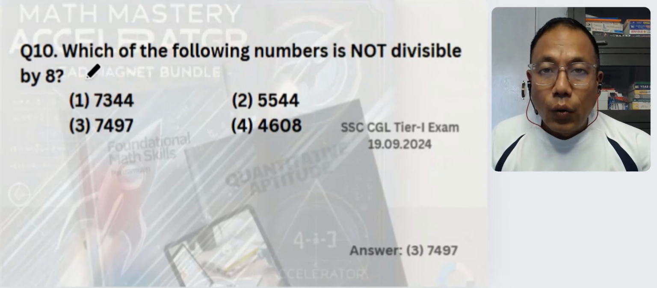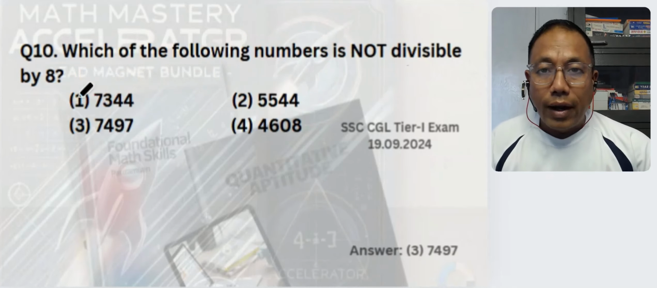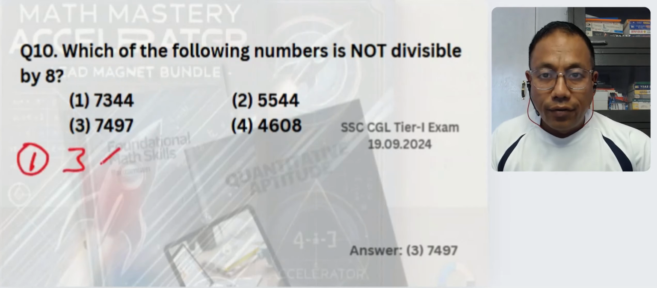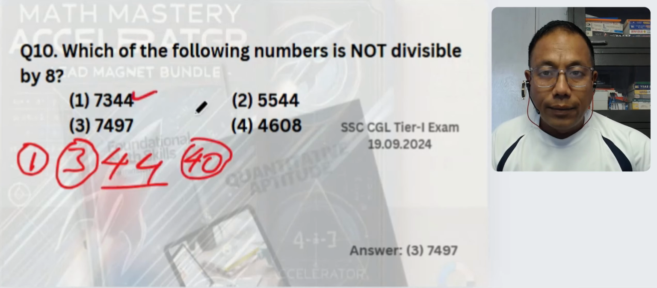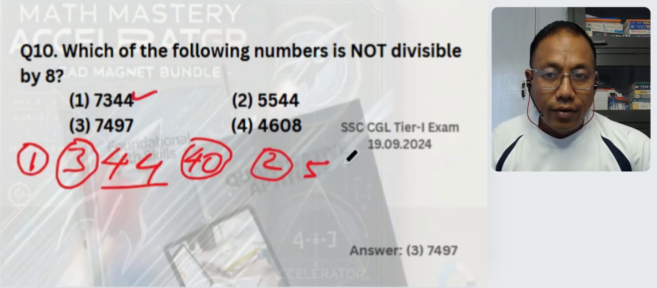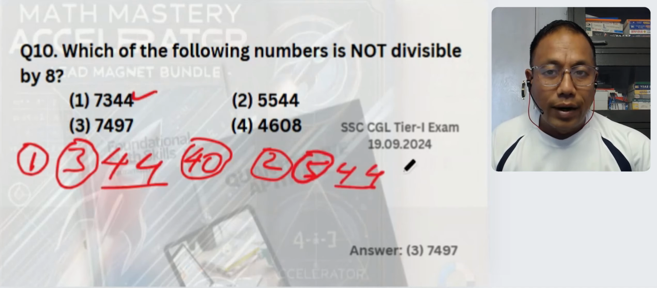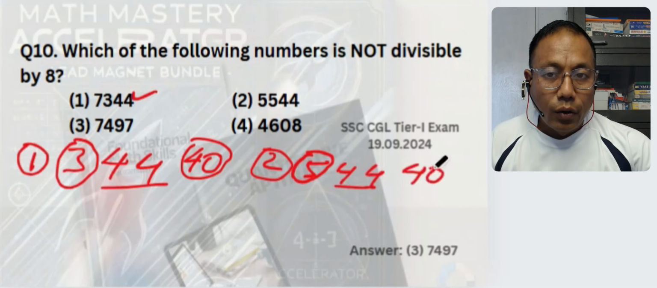Question number 10. Which of the following numbers is not divisible by 8? Option 1, the last 3 digits are 3, 4, 4. Hundreds place is odd. So subtract 4 from the last 2 digits. 44 minus 4 is 40, which is divisible by 8. Option number 2, the last 3 digits are 5, 4, 4. Hundreds place is odd. Subtract 4 from the last 2 digits. 44 minus 4 is 40, which is divisible by 8.